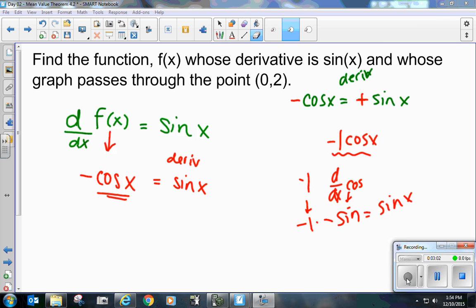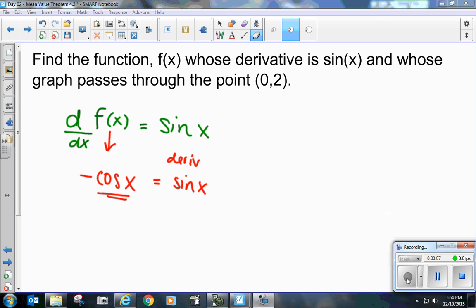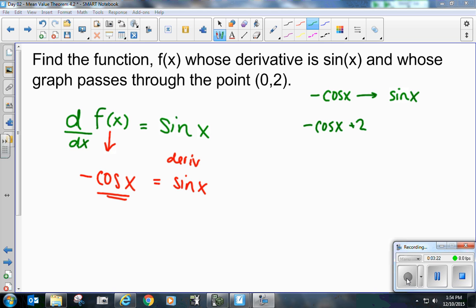When I show you this, you're going to say, we knew that. What if I take the derivative of negative cos of x? We know that's going to give us sine x, right? What if I take the derivative of negative cosine of x plus 2? That would give me sine of x. What if I take the derivative of negative cosine of x minus 11? That would give me sine of x, wouldn't it? Because the constants go to 0.